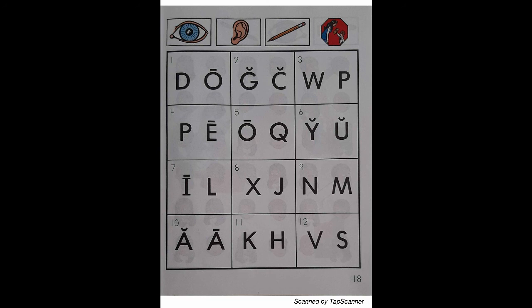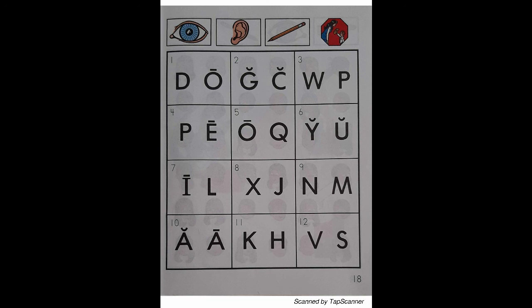Look at the letter in box 3. Listen as I say the sound of the letter. W, walrus, W. With your pencil, circle the letter that reads W. Look at the letters in box 4. Listen as I say the sound of the letter. P, peacock, P. With your pencil, circle the letter that reads P.